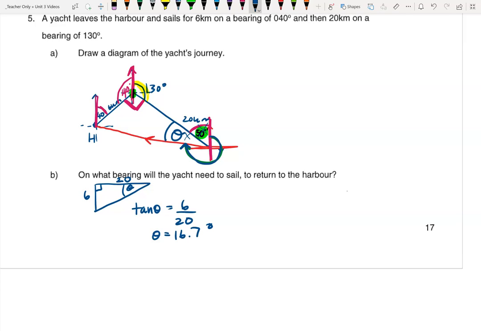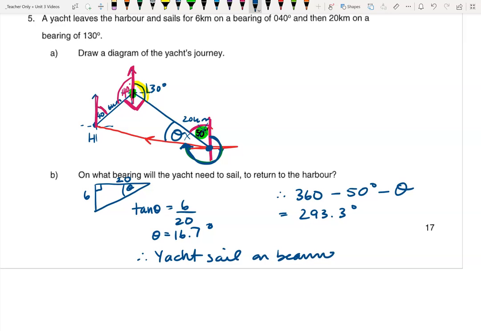So thinking about what's happening at that point, the whole angle at this point currently is 360 degrees. If we take away the 50 degrees and take away theta, the 16.7, that will leave us the bearing we need for the yacht to return on, which is 293.3 degrees. So therefore, the yacht will sail on a bearing of 293 degrees true to the nearest degree.